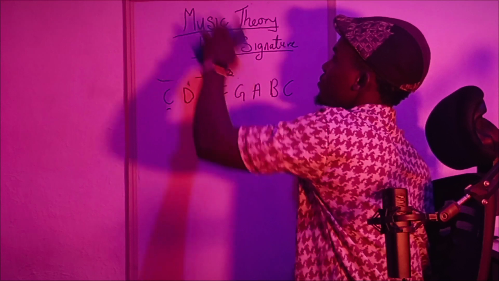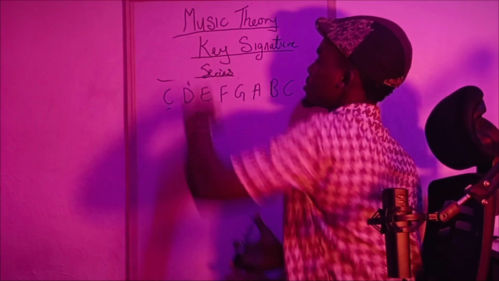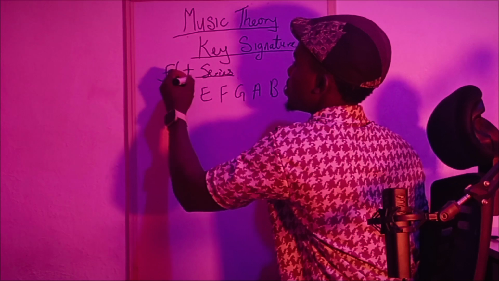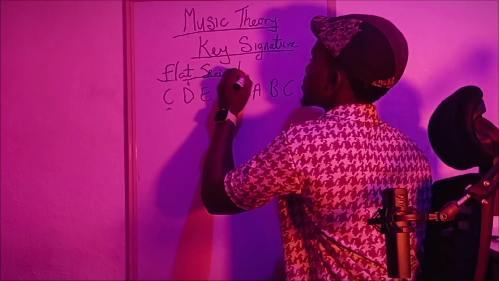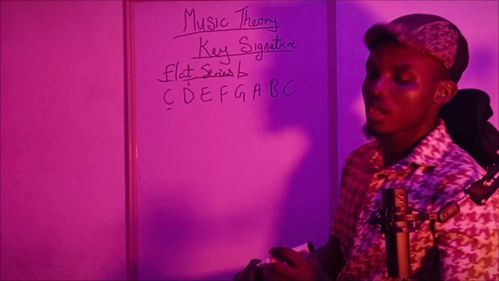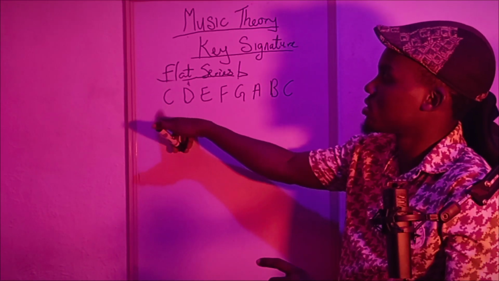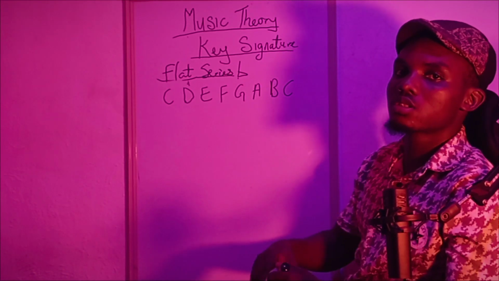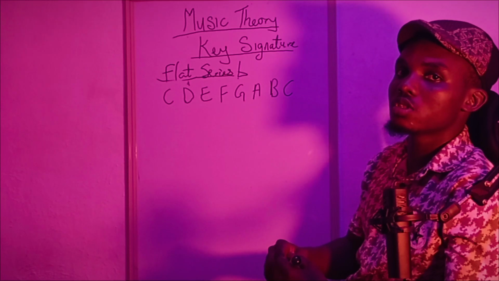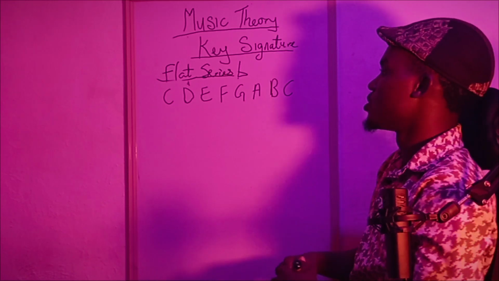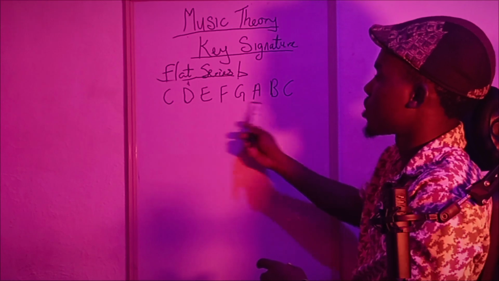Let's move to the flat series. So for the flat series, we use the circle of fourths. For the flat series in music theory, we use the circle of fourths to derive the keys of the flat series.